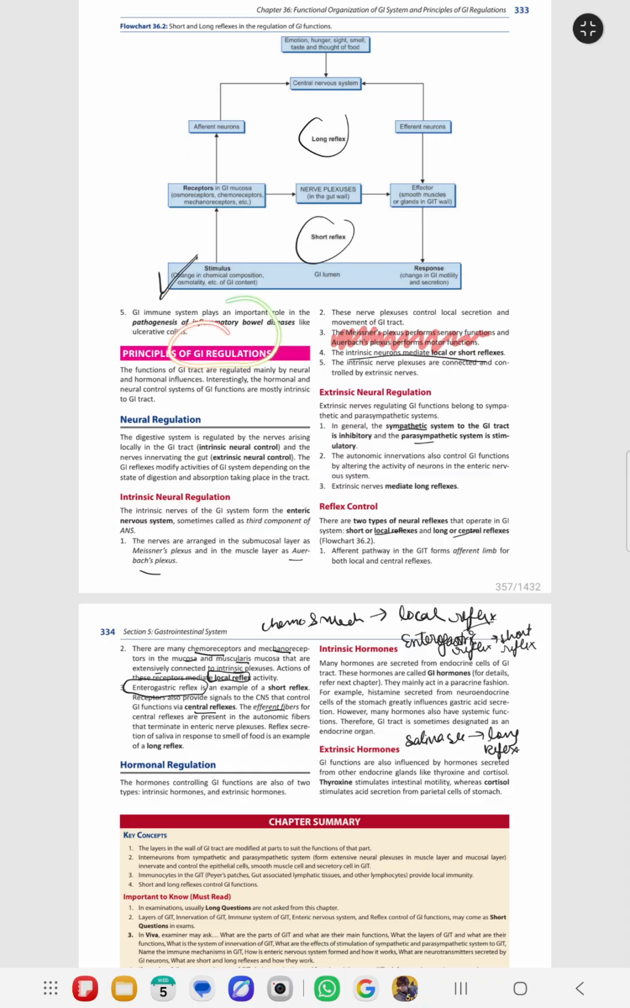GI regulation: neural regulation and hormonal regulation. Neural is intrinsic neural, extrinsic and reflex. Hormonal is intrinsic hormone and extrinsic, like cortisol and thyroxine.